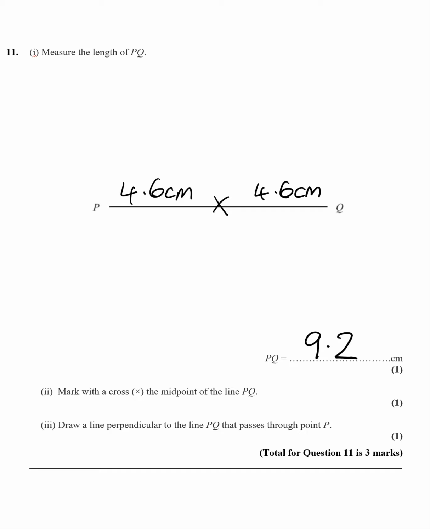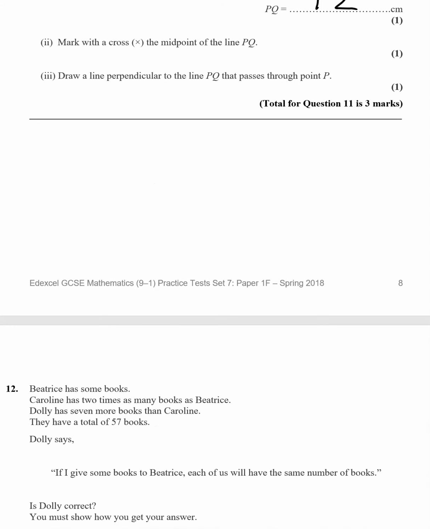Right, draw a line perpendicular to the line PQ that passes through point P. Well, perpendicular means at a right angle. So I'm now going to attempt to use my protractor because we need it exactly at a right angle with the line. So you're going to have a line going straight up, and that is at a right angle. I'm not very good with the drawing on the screen.